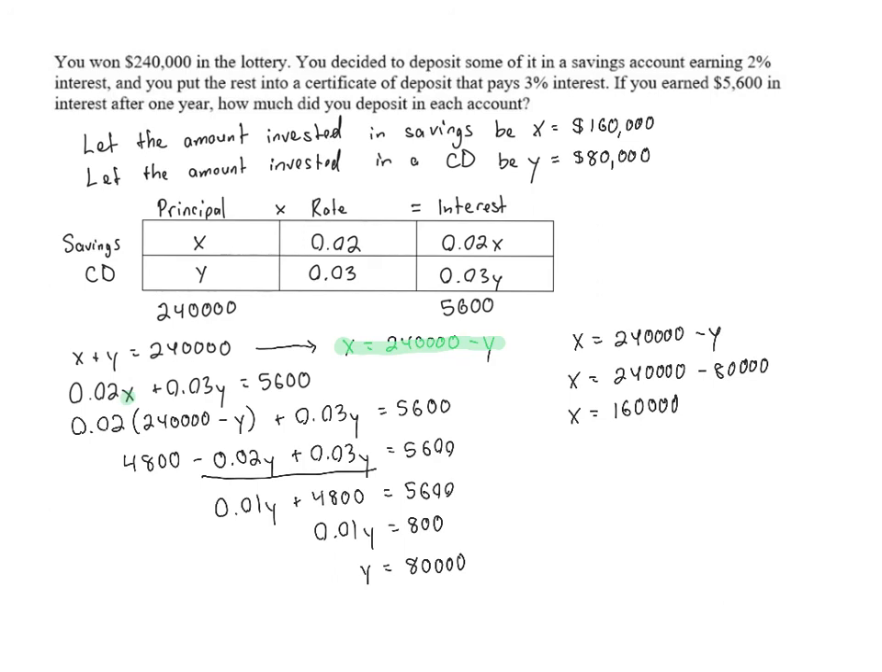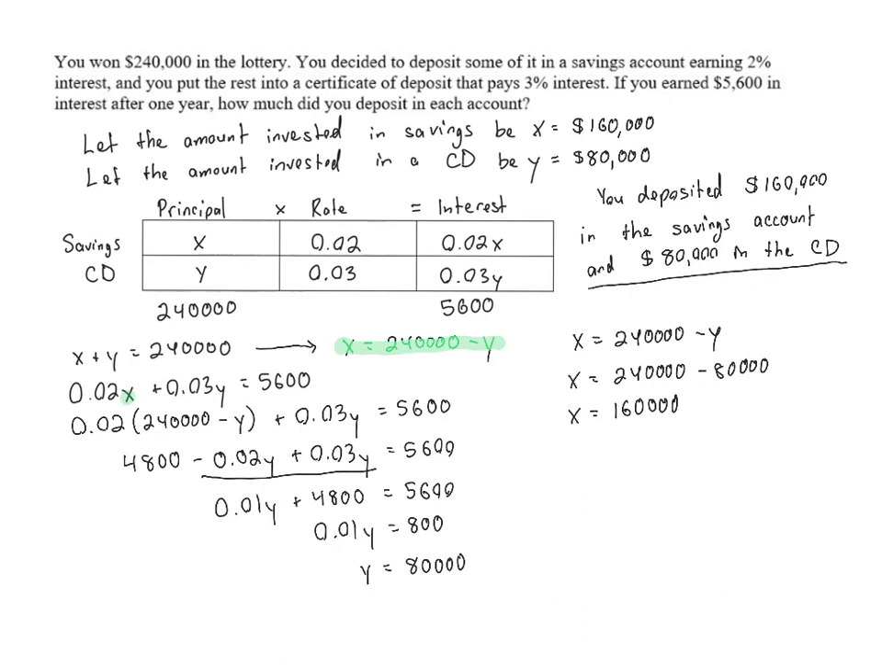We'll end by stating our conclusion. The problem asked, if you earned $5,600 in interest after 1 year, how much did you deposit in each account? We can say you deposited $160,000 in the savings account and $80,000 in the CD. And that is our final answer.